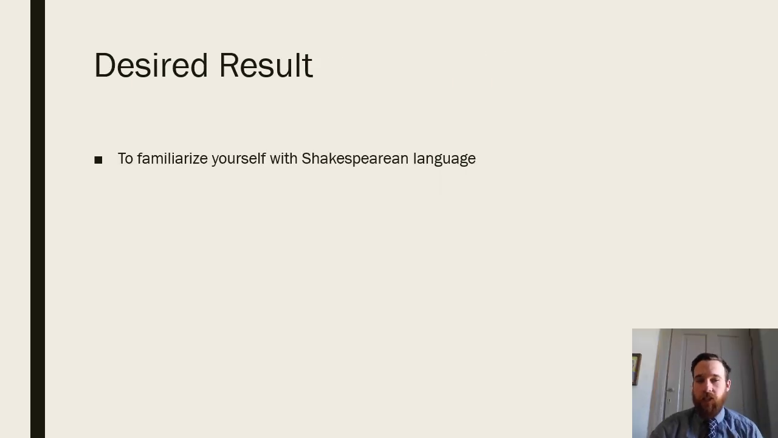So our goal today is just going to be to familiarize ourselves with Shakespearean language. I'll get more into who Shakespeare was, what he did. Shakespeare was a writer, that's why we're looking at Shakespeare in our English course. He wrote a long time ago, which is why we're going to spend some time getting familiar with his language before going in and interacting with some more of his work.